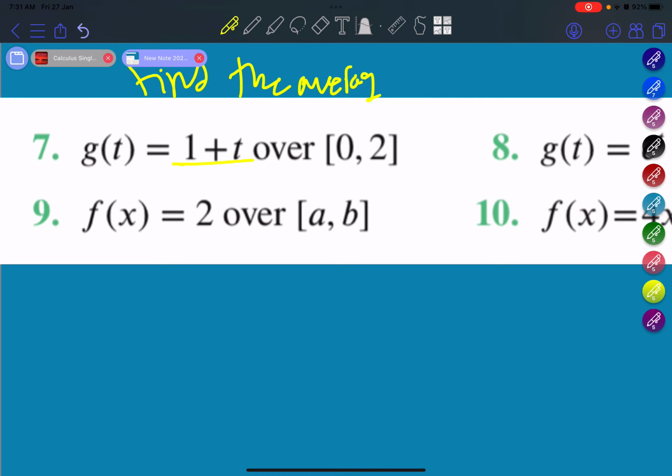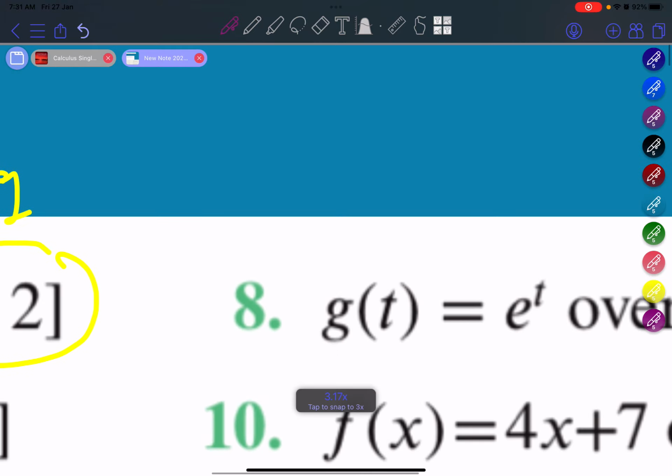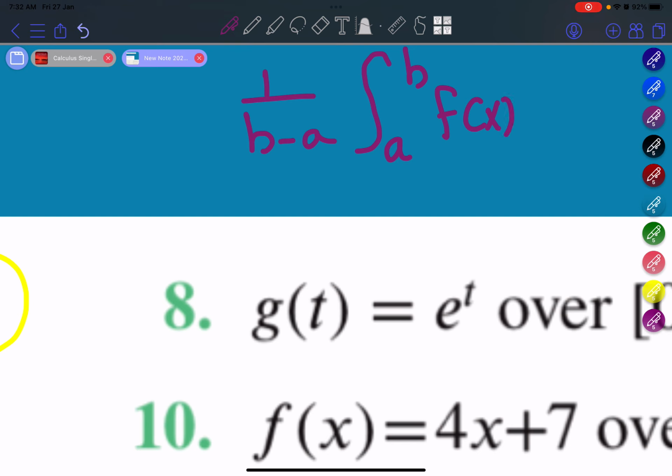Well, we have a function, which is g(t), and we have an interval. And in order to solve this question, we will follow a rule. And this rule states, let me just write it up here so that it's clear all the time. The rule is 1 over b minus a, then we write integral notation, from a to b, and then our function f(x) dx. So this is our rule that we will be applying.